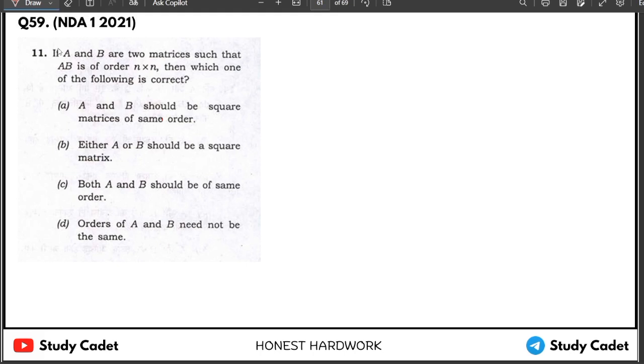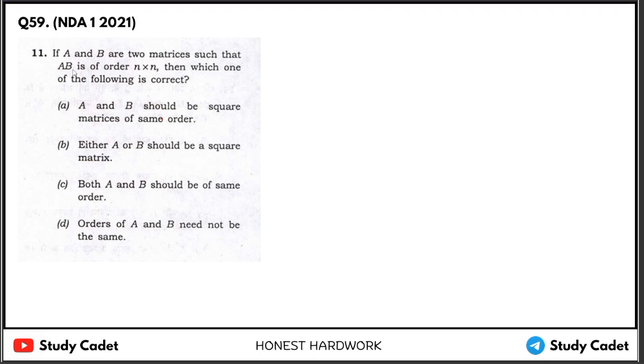See the 59th question. A and B are two matrices such that AB is of order n cross n. Then which one of the following? AB should be a square matrix of the same order.